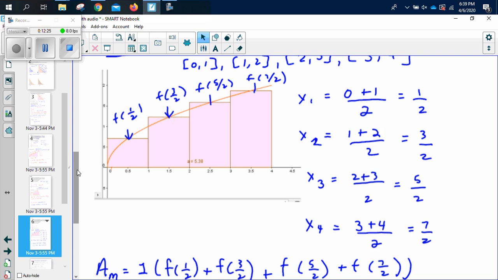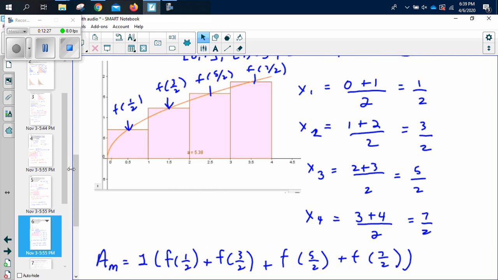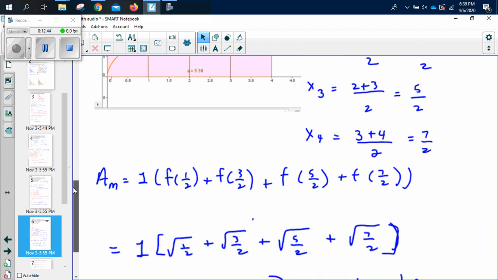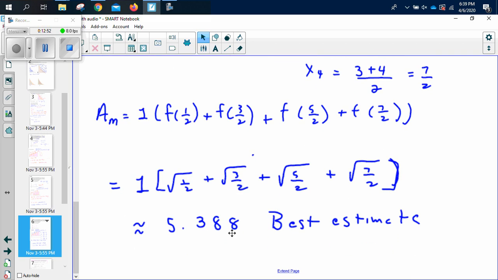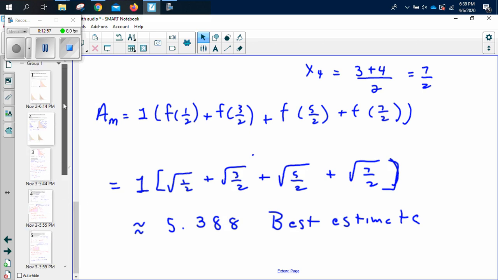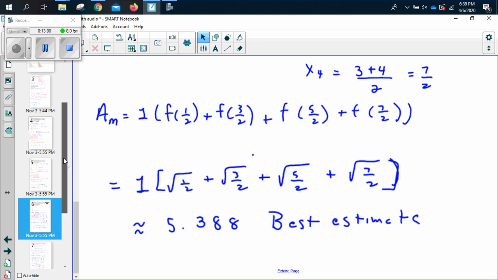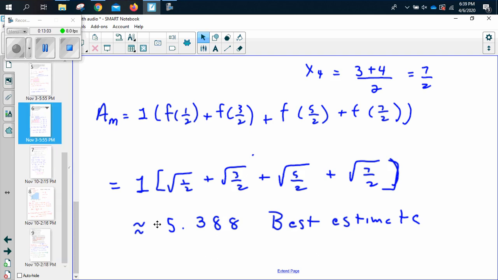Now, this is going to give us the best estimate, and we notice that there's a little bit that's over here, but then it's missing some right here. So this is not going to give us the actual value because n isn't big enough, but it's going to be closer. So I've got delta x times the function evaluated at the different x values, and I get 5.388, which is the best estimate. Now, in this function, we don't know how to find the exact value yet. We'll see how close that is when we know how to integrate.